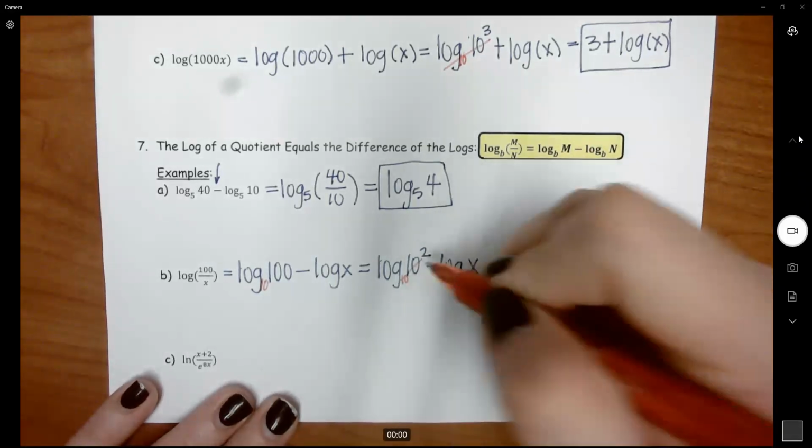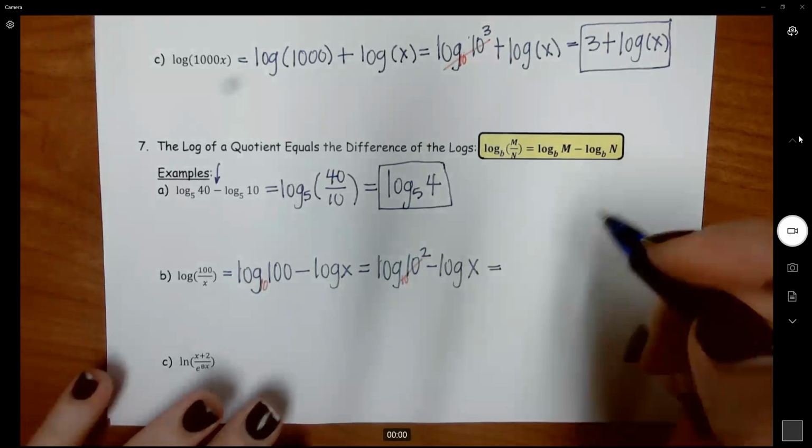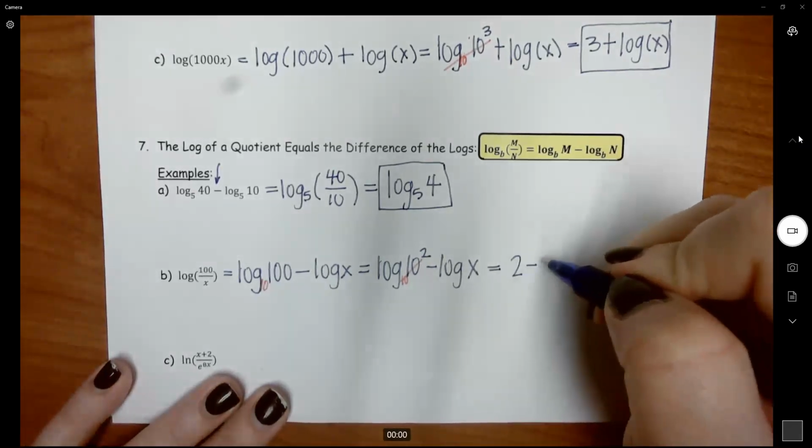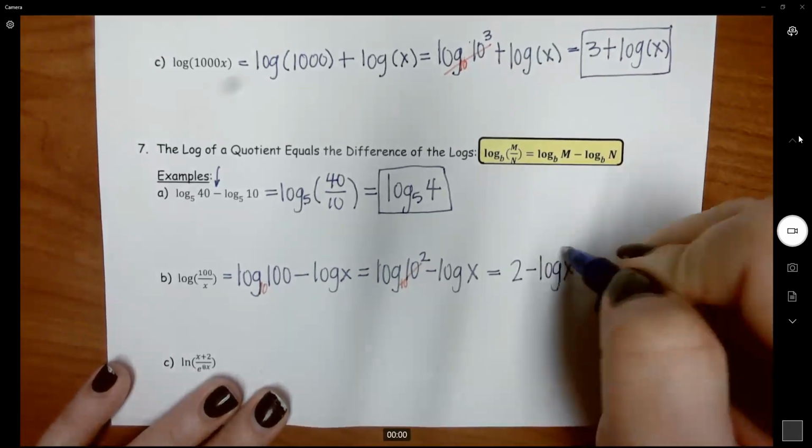We've got base 10 and 10, so those cancel. And so my final answer is 2 minus log x.